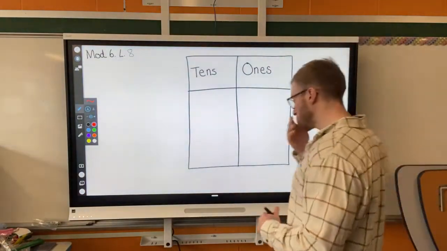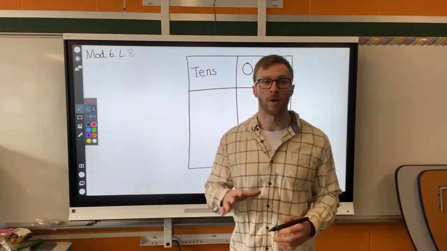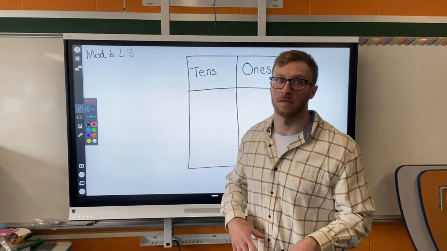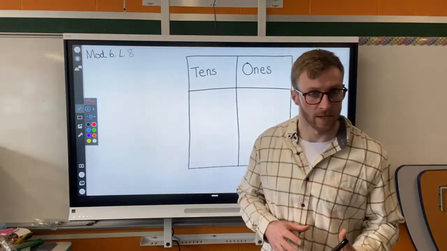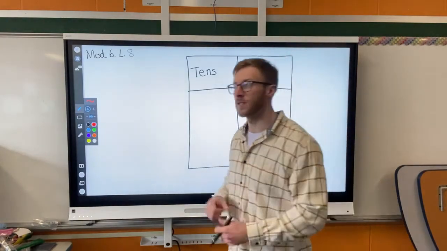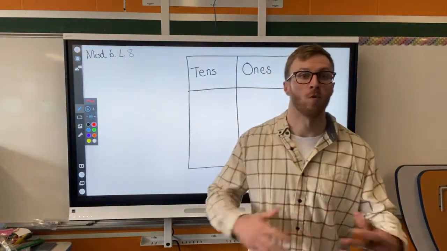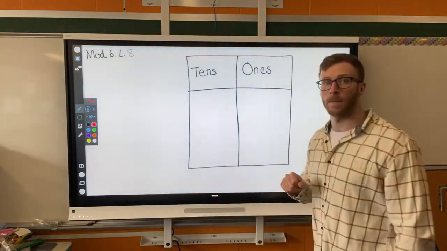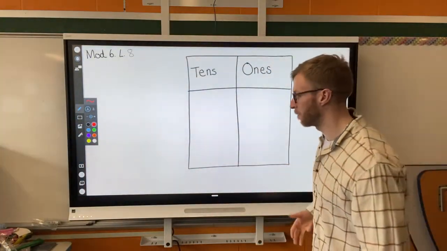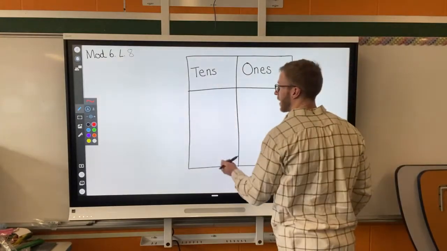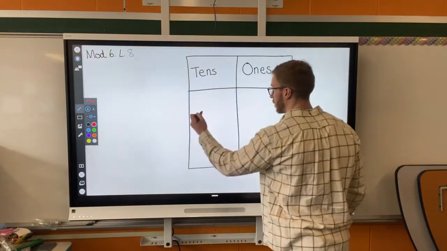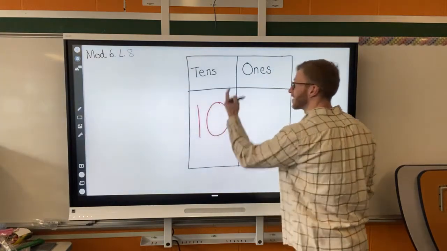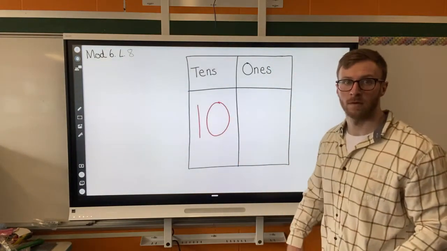So, I wanted to start out by talking about groups of 10. If I have 10 tens, I want to know what number that is. So I have 10 groups of 10. I want to know how many ones we have all together. So I'm going to use my place value chart to figure this out. I said 10 tens, so in our tens column, I'm going to write the number 10 because that's how many groups of tens I have.